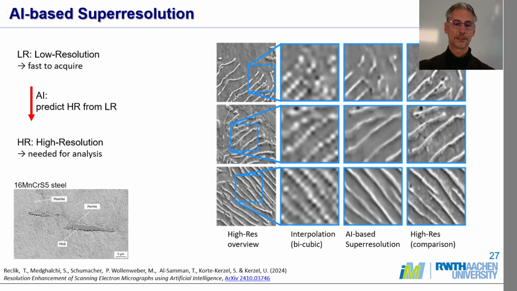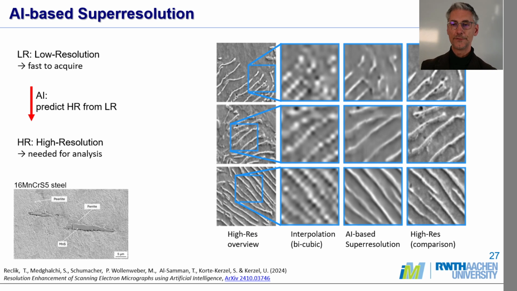And to illustrate the point, we use this steel sample here with this complex microstructure, and here on the left of the illustration you can see that we have a high-res overview. So this is what you can take with the high resolution SEM imaging, right? So that takes a lot of time, and on the right hand side you see the small area again in high resolution.